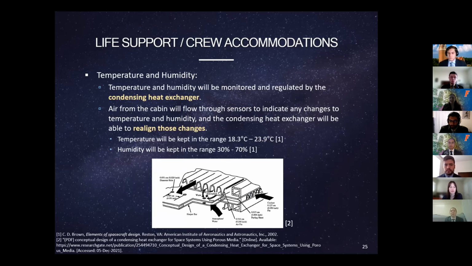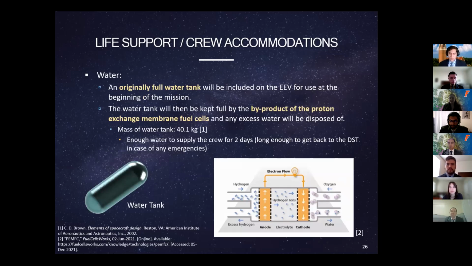Temperature and humidity control will be controlled by the condensing heat exchanger. The condensing heat exchanger monitors any changes to both temperature and humidity, and it's designed to realign those changes to keep them within those ranges that you see here on this slide. Next slide, please.